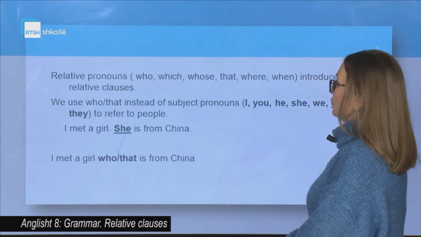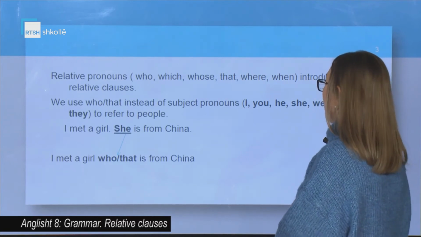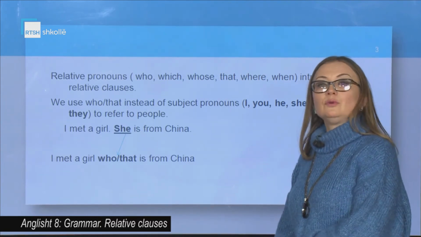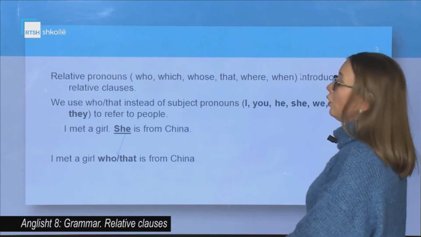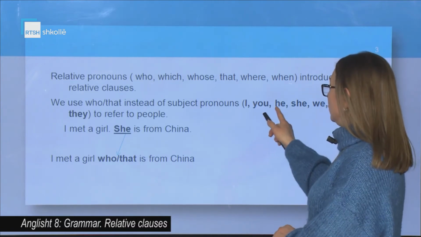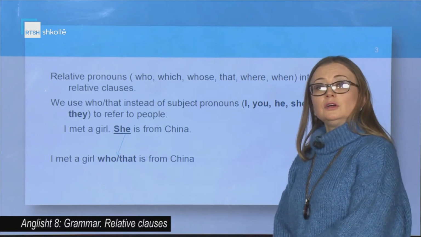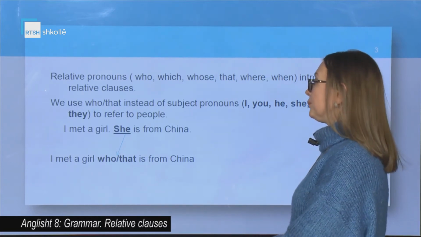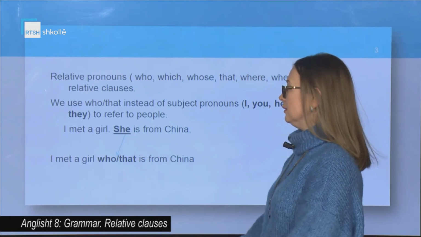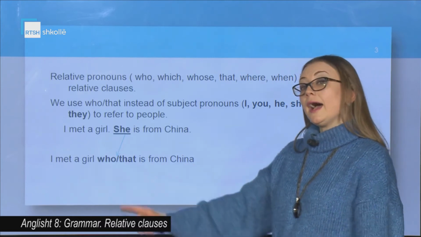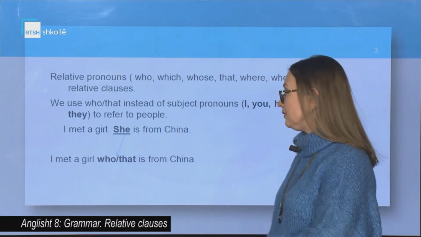The relative pronouns who, which, whose, that, where, when introduce us to the relative clauses. We use who or that instead of a subject pronoun I, you, he, she, we, you, they to refer to people. For example, we have the sentences here. I met a girl. She's from China. I met a girl who is from China, or that.